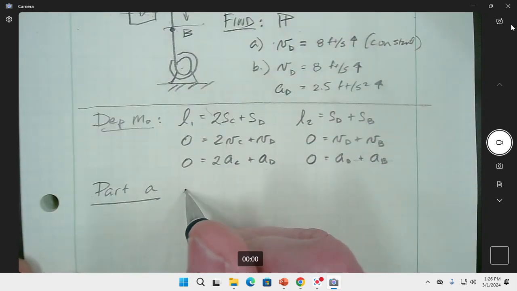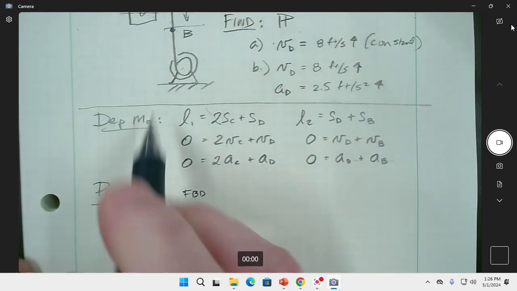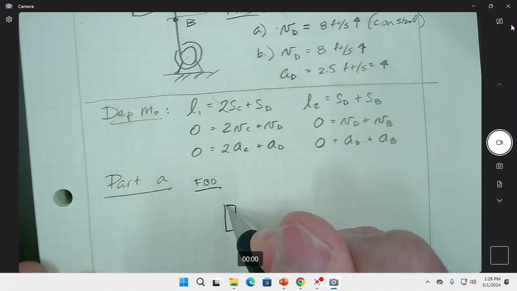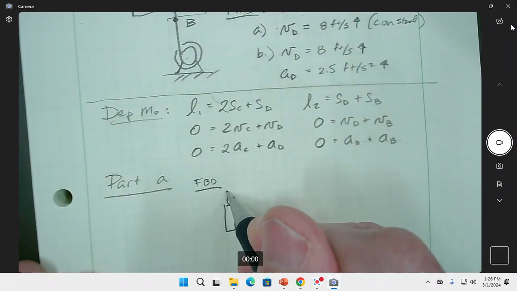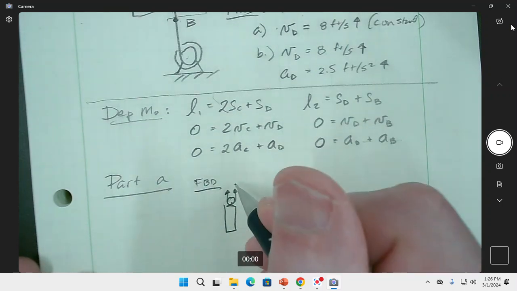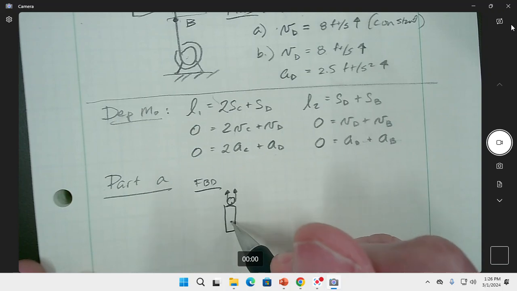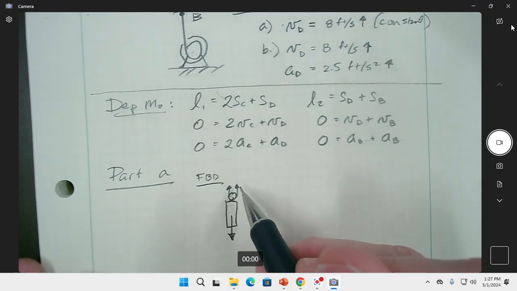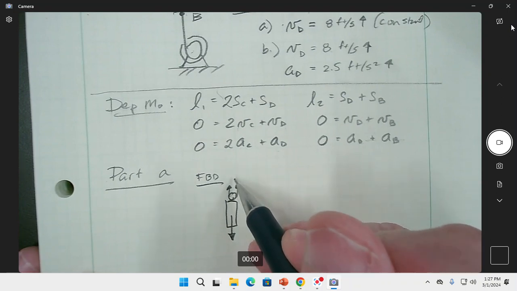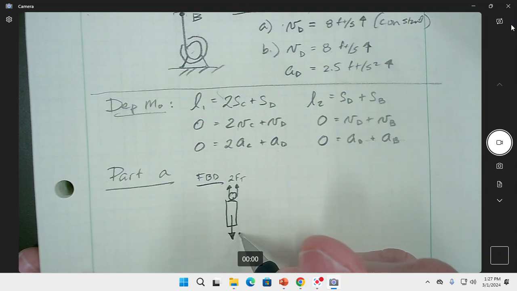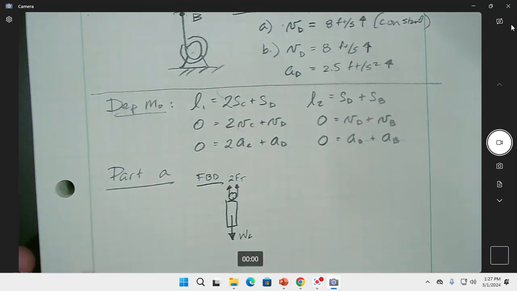So in part A, we get an FBD. And just because it's left to right, I'll go that direction right there. I don't have to draw an IBD because it's not accelerating. But we do have to cut the rope because you can't find tension otherwise. You do it inside the rope. So you have two of them, so we get 2 FT, and then we're going to have WC right there.